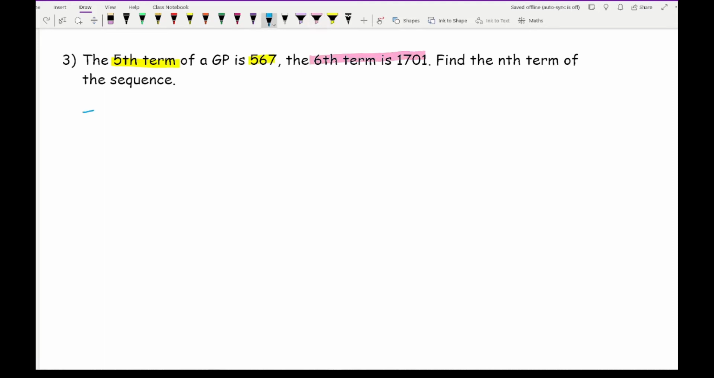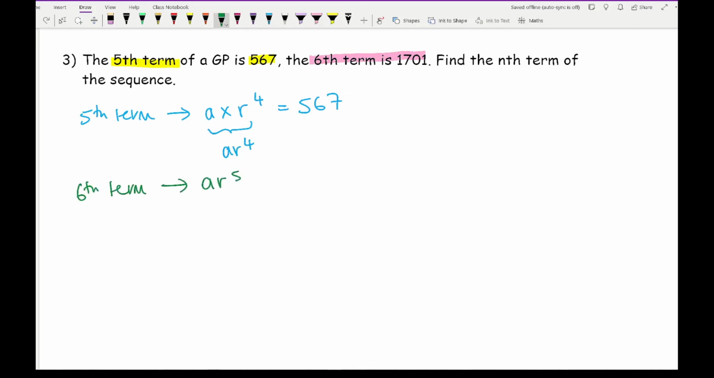So now the fifth term, written in terms of the nth term, is going to be a times r to the power of 4, and that equals 567. Another way of writing this would be ar^4. And the sixth term, which is ar^5, is going to be equal to 1701.